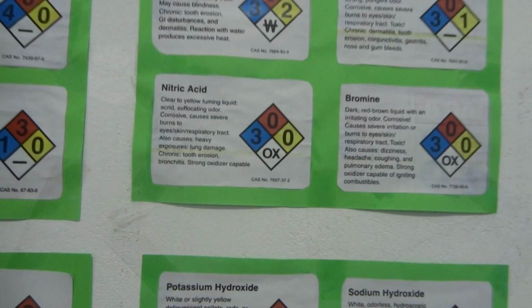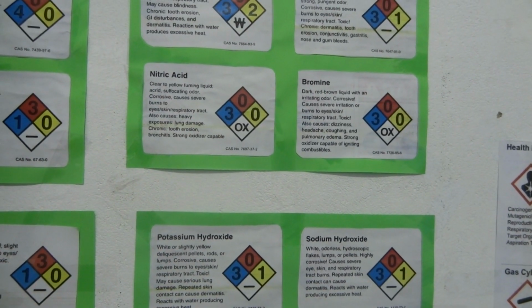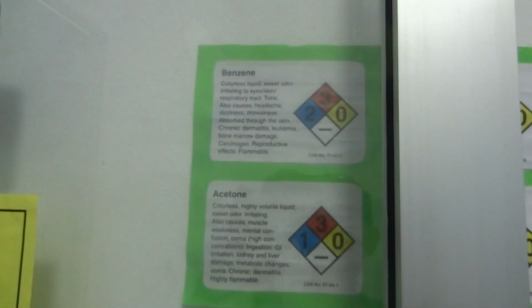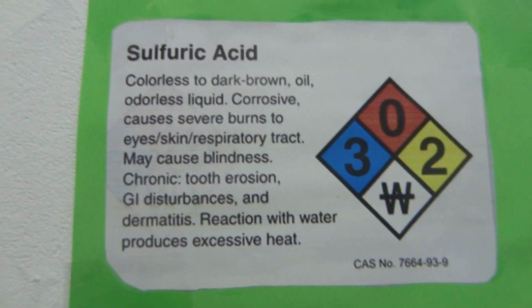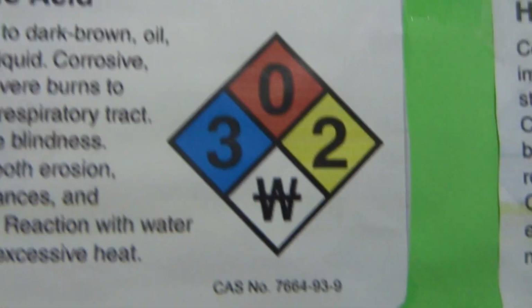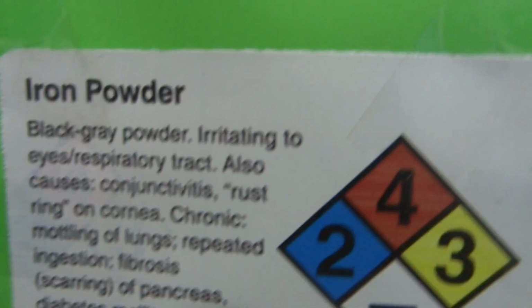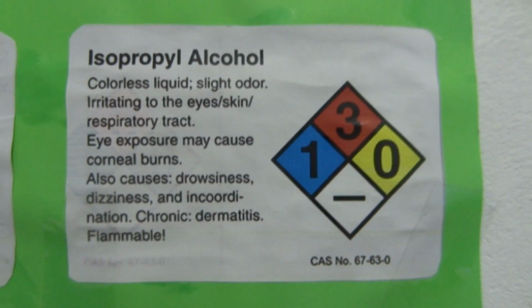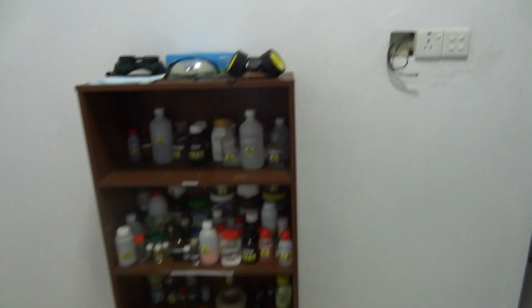These charts show some hazardous chemicals with their dangers written and their corresponding NFPA label. For example, sulfuric acid, the hazards written and the NFPA label, nitric acid, potassium hydroxide, anhydrous ammonia, cyanide, iron powder, acetone, benzene, isopropyl alcohol, mercury. Okay, now to show you something real, these are all my chemicals.